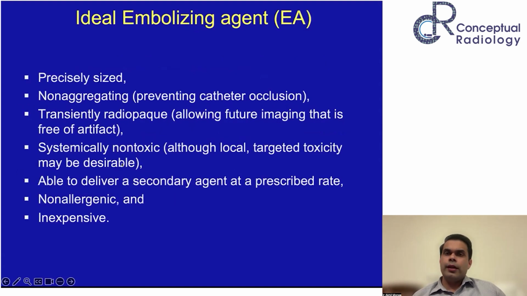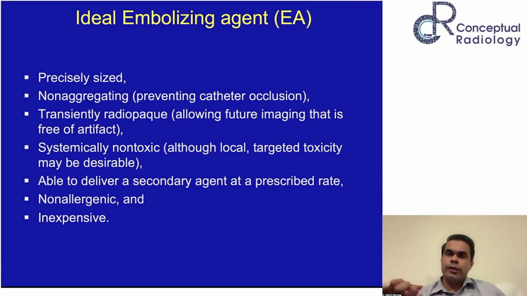So what would be an ideal embolizing agent? We have many of them, and perhaps none of them is ideal, and we are still trying to find one which would fit the entire bill. But the important thing is the sizing should be great. It should be precise. I should know, if I'm putting this particle in, what is the size of each particle? Is it the same? Is it precise? Or is it going to be a heterogeneous mixture of particles?